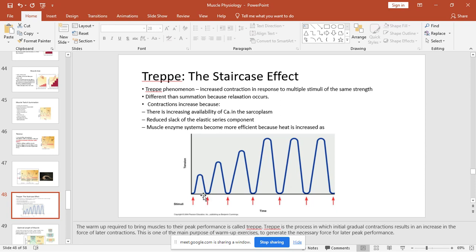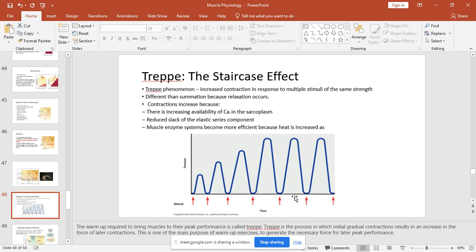You can see the initial stimulus. Let us assume that this is an action potential that is arriving at a muscle. The first action potential doesn't give us a lot of tension. The second action potential gives us more tension than the first one. And even the subsequent one, the contraction becomes better and better as we go.